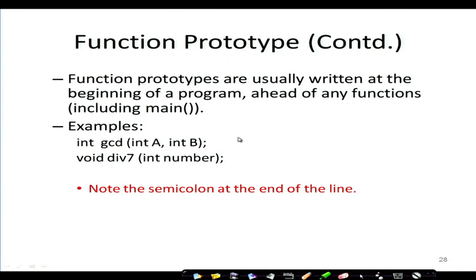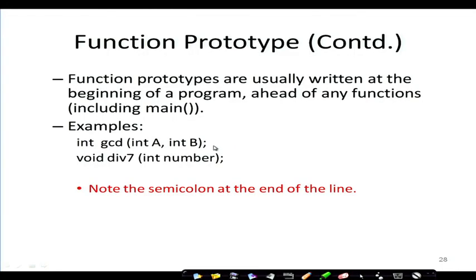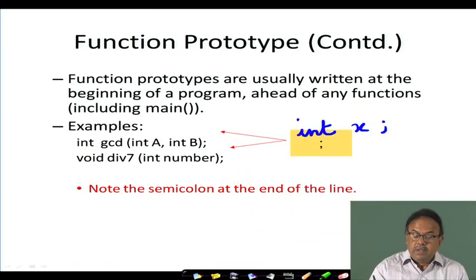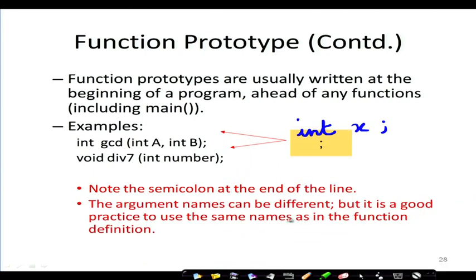Note the semicolon. Now, here this is very important, whenever for hash include stdio.h I did not give a semicolon, but whenever I am declaring a function prototype, I have to give a semicolon, just as I had given a semicolon when I declared something like int x semicolon. Similarly, here this semicolon is very important, it is just like a declaration. So, the argument names can be different, but it is a good practice to use the same names in the function.